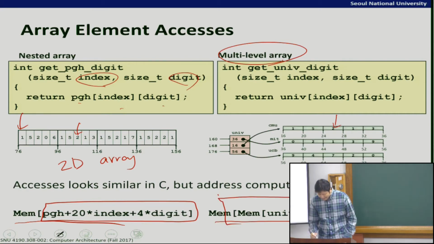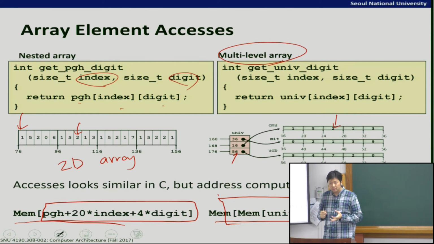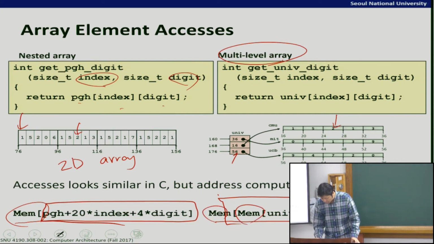So we first access this univ array to get the starting address of one of these 3 arrays, and then we add the offset to it. In this case, it only requires one memory access to get the value, right? But in this case, we need 2 memory accesses. The first one to get the starting address of one of the 3 arrays, and the second one to actually get the digit. Okay, so that's a subtle difference between the 2.